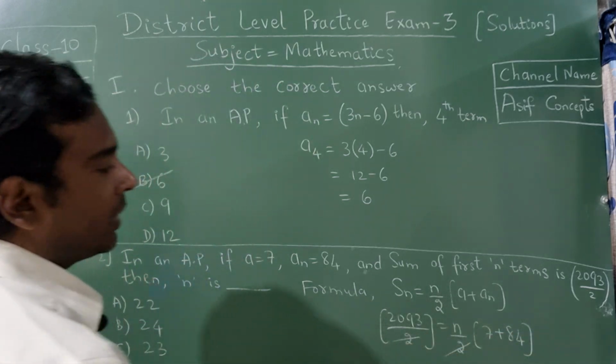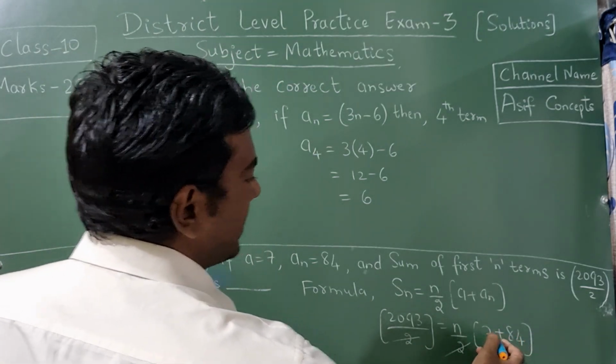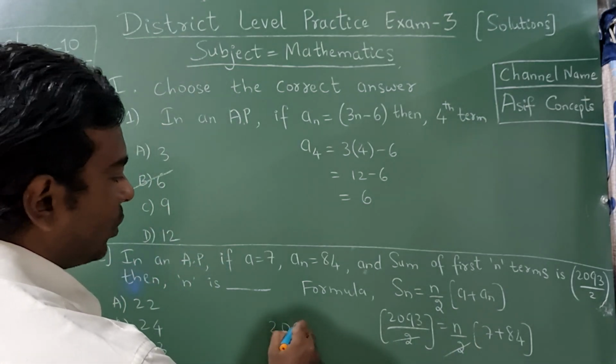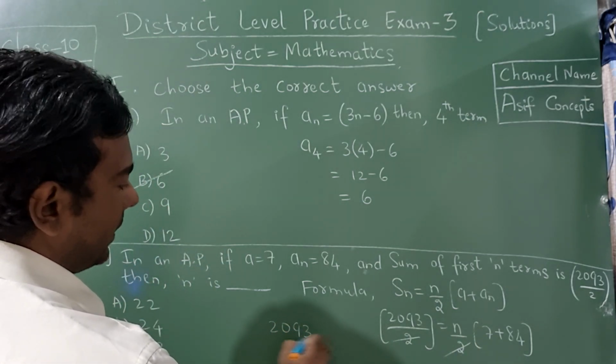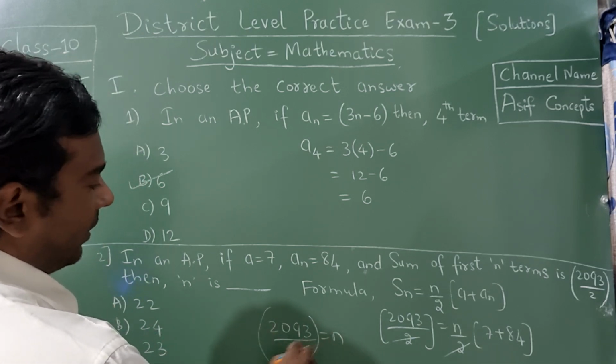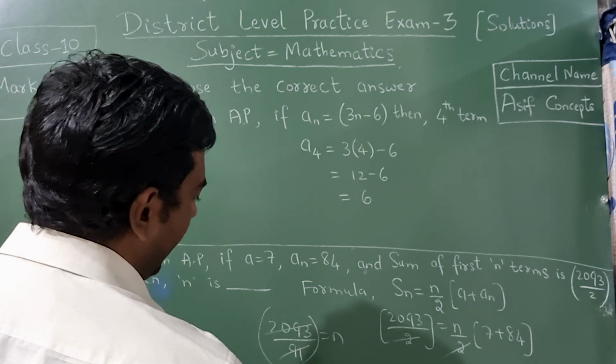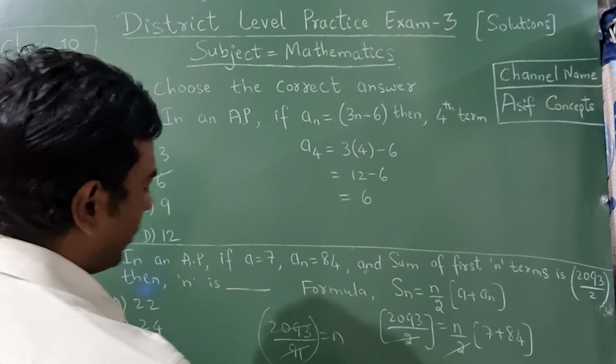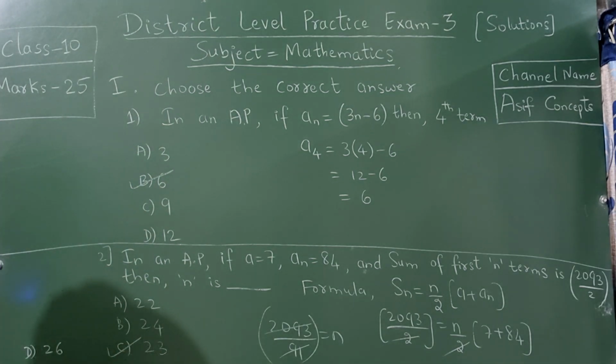This 2 and this 2 get cancelled. So 84 plus 7 is 91. So 2093 divided by 91 is equal to n. So if I cancel this, then n value will become 23. So the correct answer is 23, option C.